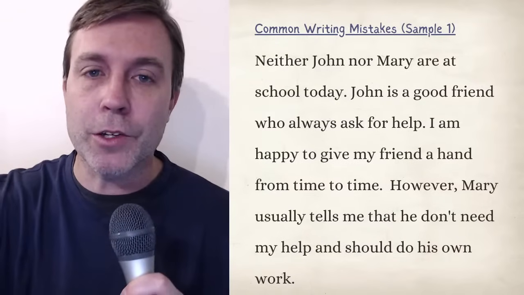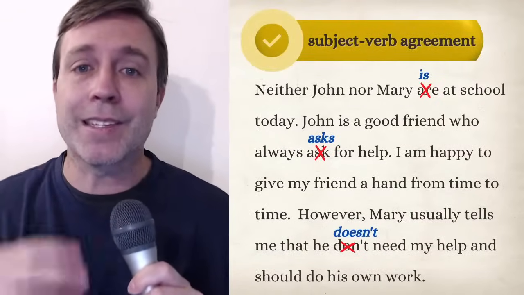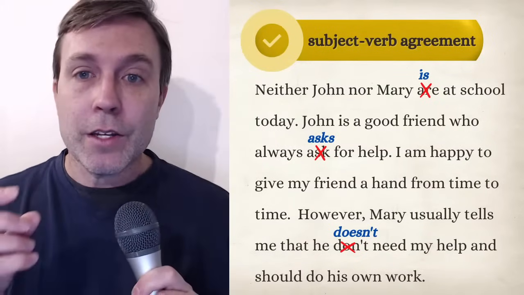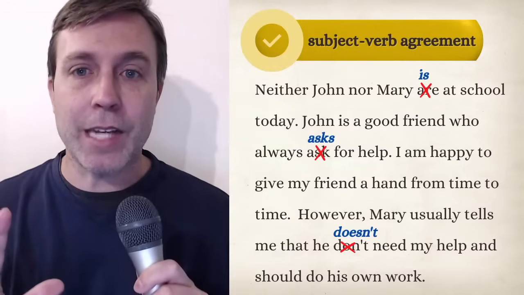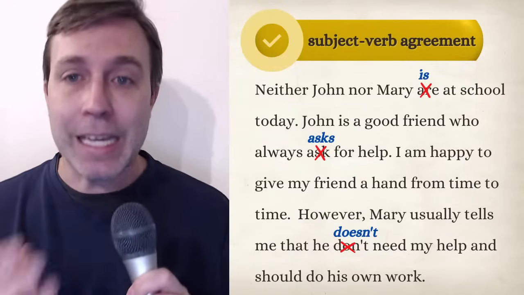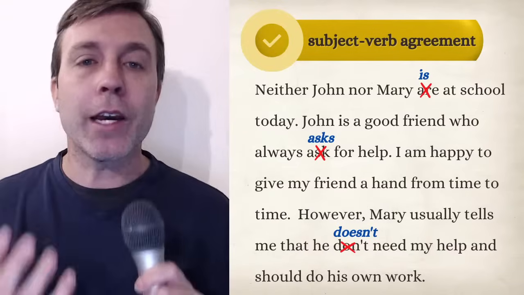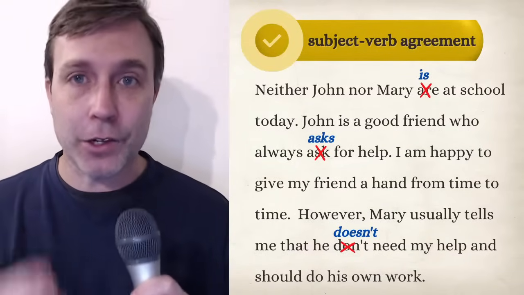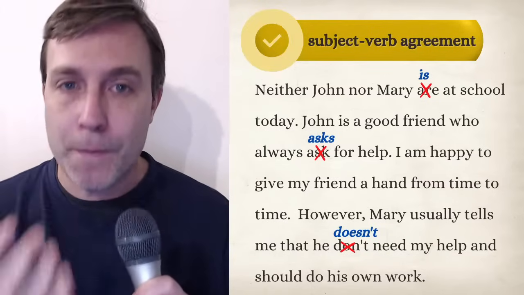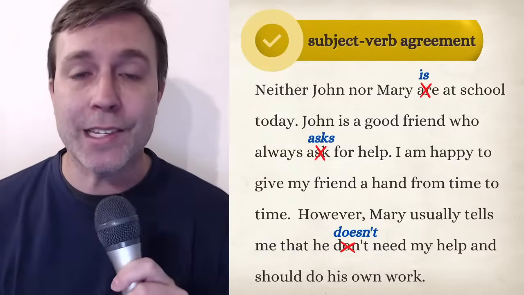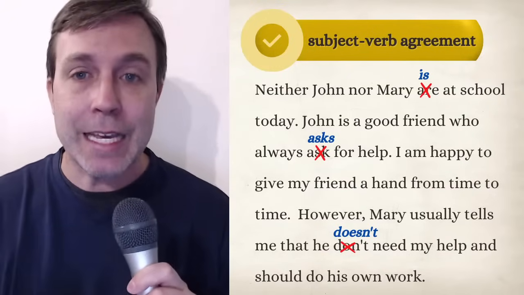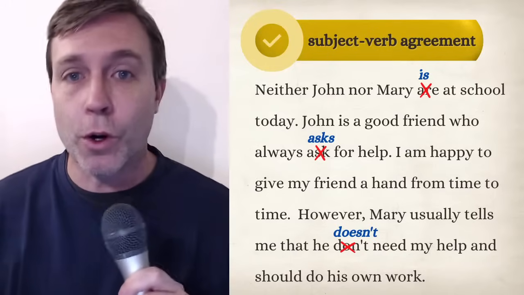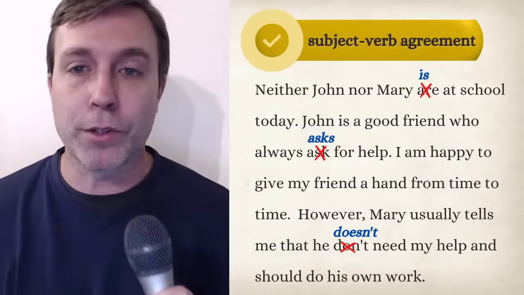What I'm really referring to, the three mistakes and what they have in common, is that they all deal with subject-verb agreement. The first sentence has that first mistake. Neither John nor Mary is at school today. When you're talking about that phrase, neither or nor, if we have a singular subject, in which case John is singular, Mary is singular, we're going to use a singular verb. Neither John nor Mary is at school today. And if it were a plural subject, like neither children nor adults, then you could use that plural verb.